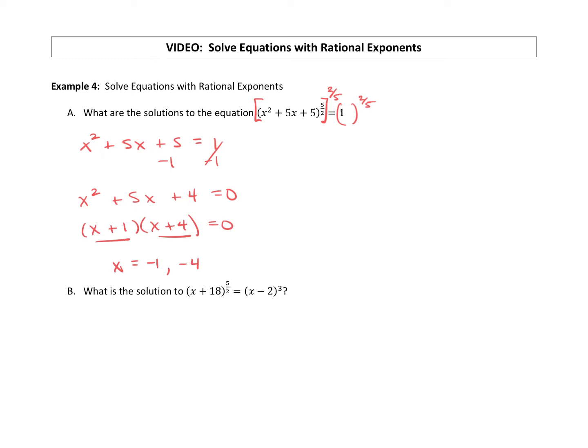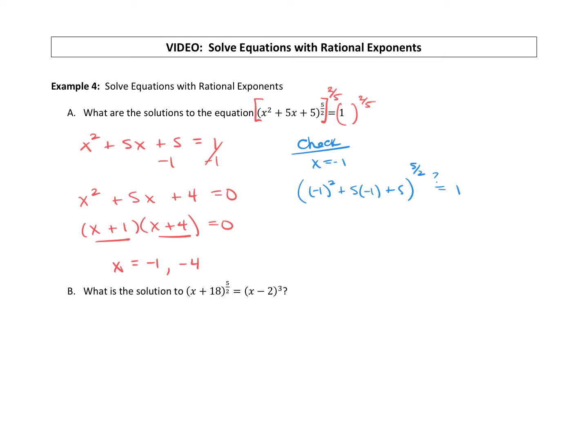So, does x actually equal a -1 and a -4? Well, we don't know. We got to check, right? So, because we got two solutions, we're going to check both of them. First, let's check if x equals a -1. So, we're going to plug a -1 into the left side of the equation. We have a -1 squared plus 5 times -1 plus 5. And that whole thing is being raised to the 5 halves power. We want to know, does that equal a 1?